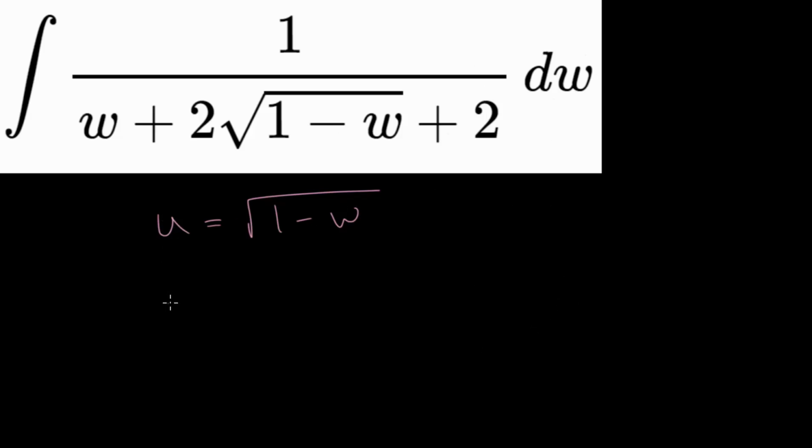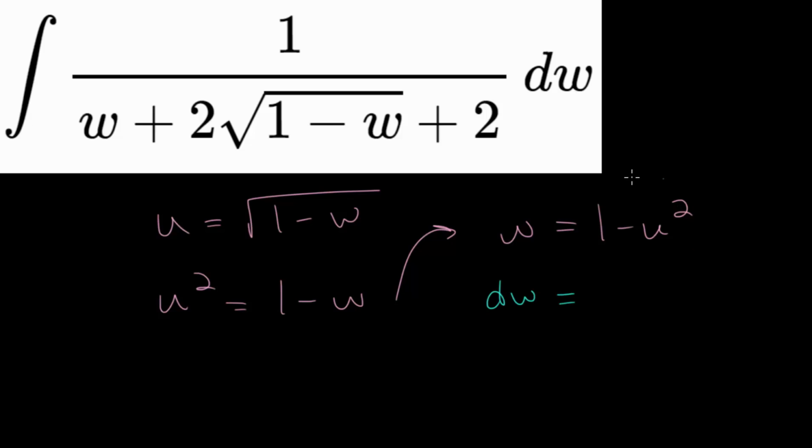But we can simplify this by just squaring both sides of this. We have u squared is 1 minus w. And from here, we can rewrite this in terms of du and dw. So now let's rewrite it. Finding du and dw, we are essentially just differentiating each side of this. And before we find du and dw, let's first solve this for w. We would have w is 1 minus u squared. And now we can find dw and relate it to du.